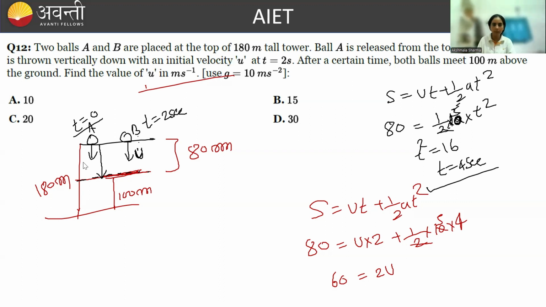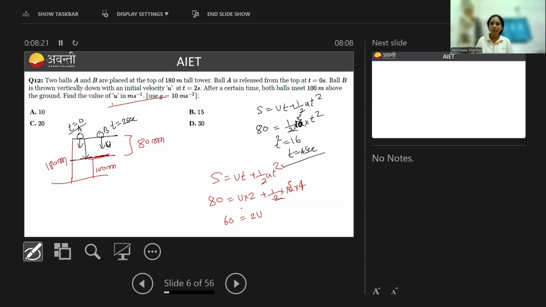Let's check here, are we making any mistake? Half a 20, 80 minus 20 will be how much? 60. Let's check here because I can see some discrepancies. So here the answer will be what? U equal to 30 meter per second.